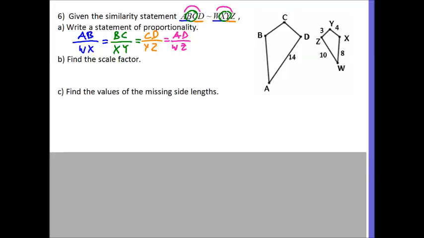In part B of the problem, we're supposed to find the scale factor. So in order to do that, we need to plug in all the numbers that we have and see what we can do. From our left quadrilateral, we have the length of AD is 14. That's all we have here. But let's move to the other one. We know that WX is 8, XY is 4, and YZ is 3, and then WZ is 10. So luckily we have one ratio that's complete, and that one we can use to find our scale factor. 14 over 10, which can be simplified to 7 over 5, or if you like, 7 to 5.